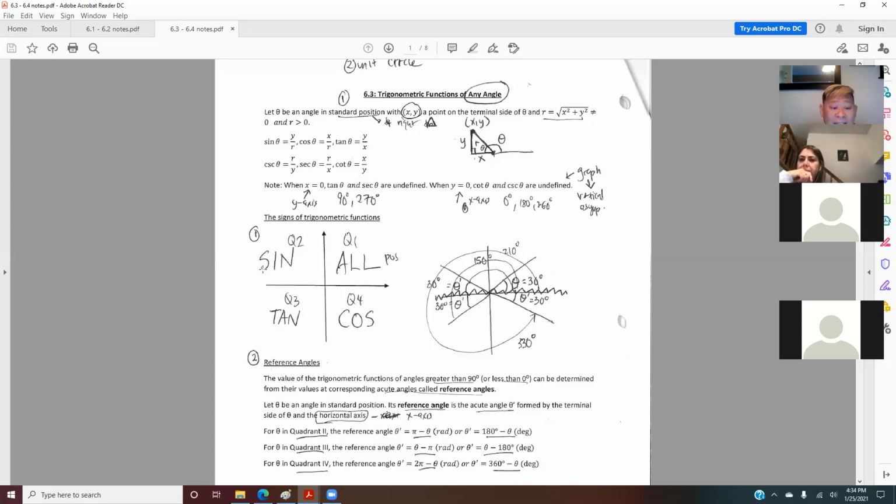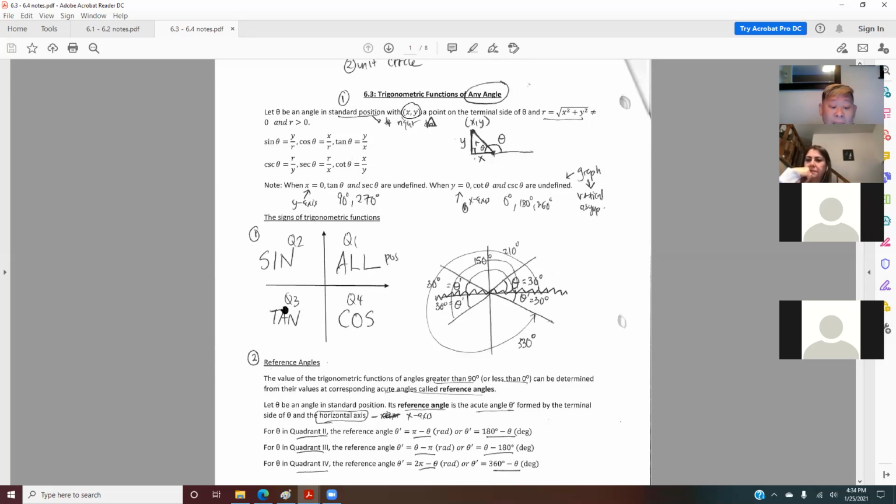Quadrant 2, we use the letter S. Some of you learned this in high school, ASTC, All Students Take Calculus, which is one of those acronyms. So A means all, everyone. S means sine, so sine and cosecant in quadrant 2 will be positive, but the rest of them, cosine, tangent, secant, and cotangent, will all be negative.